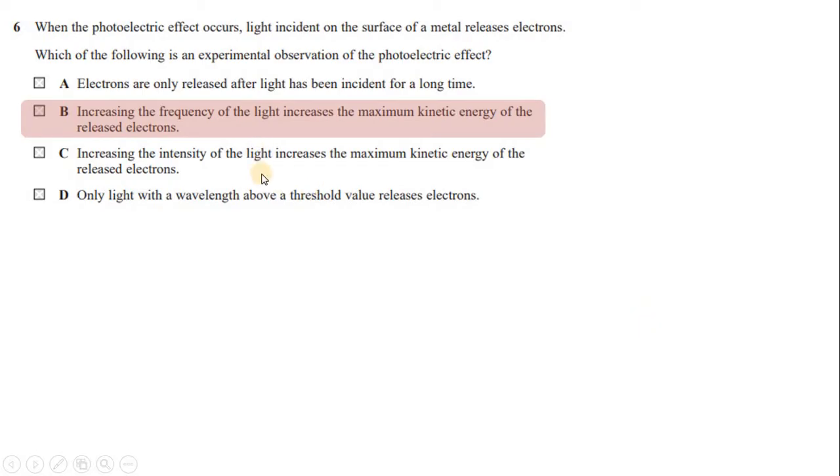Now let's see C. Increasing the intensity of the light increases the maximum kinetic energy. There is no relation between intensity and the kinetic energy. There is no effect of increasing intensity on energy. Increasing intensity only causes increasing current, because more electrons are emitted due to the increasing number of photons. Only light with a wavelength above a threshold value releases electrons. There is no such relation with wavelength. There is a relation of frequency with the threshold value. So of course the only option is B.